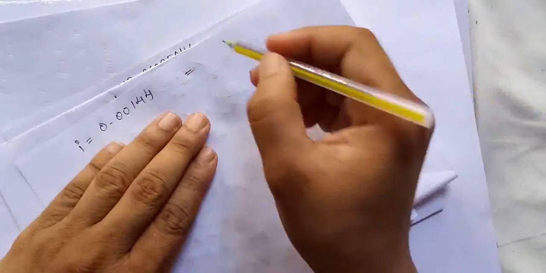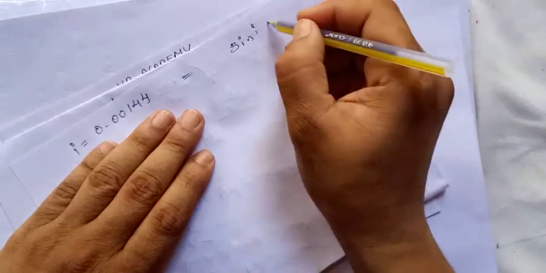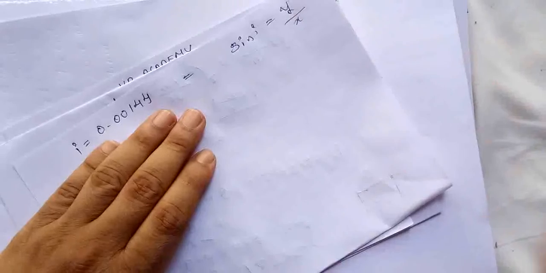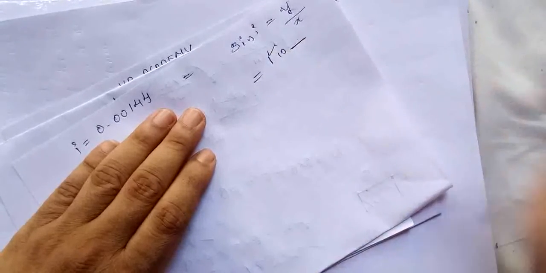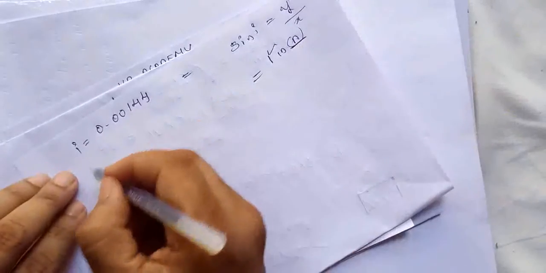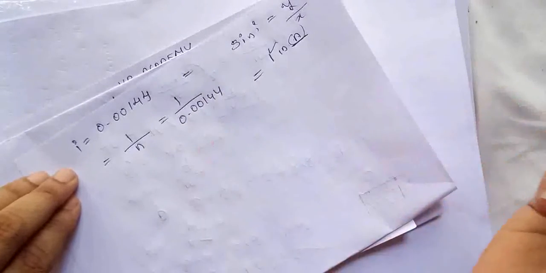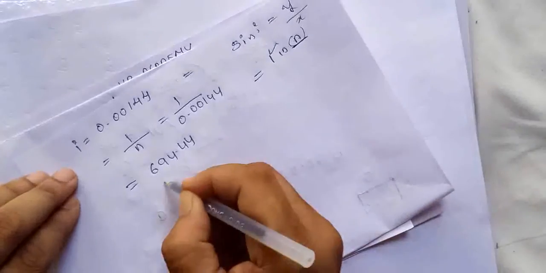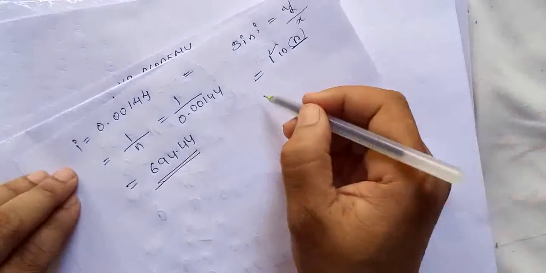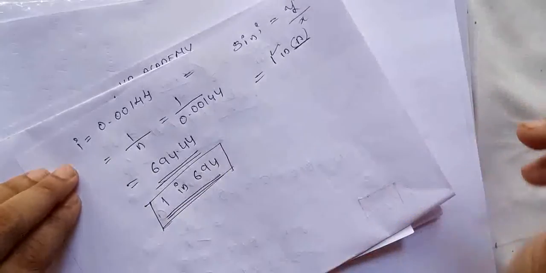You know how to find out i. i itself is a sine, i is equal to y by x, means vertical divided by horizontal. You have to mention 1 in n, 1 vertical and n horizontal. So you have to find out the value of n. How? Just reciprocate the value. 1 by n is equal to 1 by 0.00144. You got the value 694.44, so for 1 vertical, 694.44 horizontal. So you can write it as 1 in 694. You got the value of i is equal to 1 in 694.